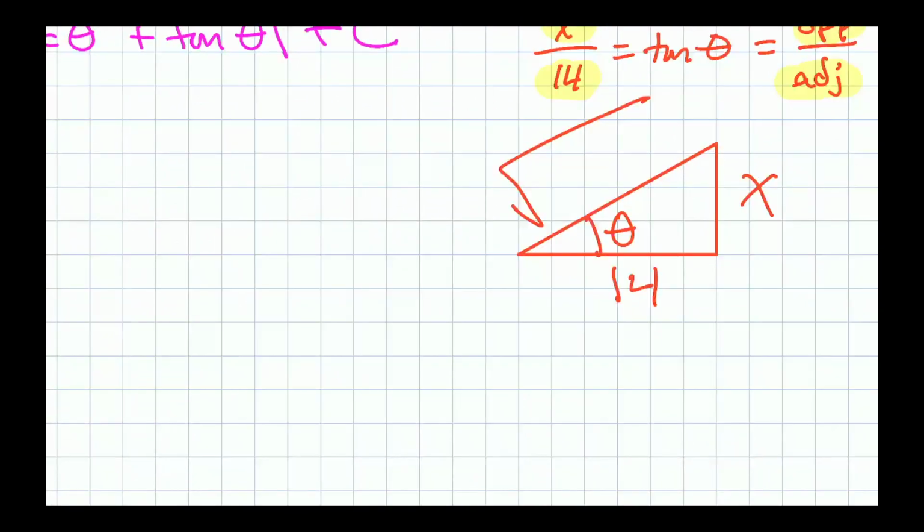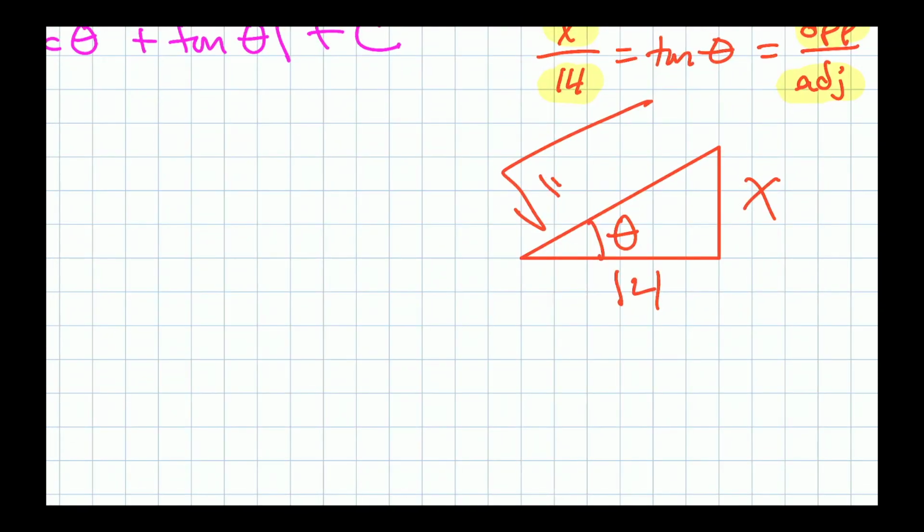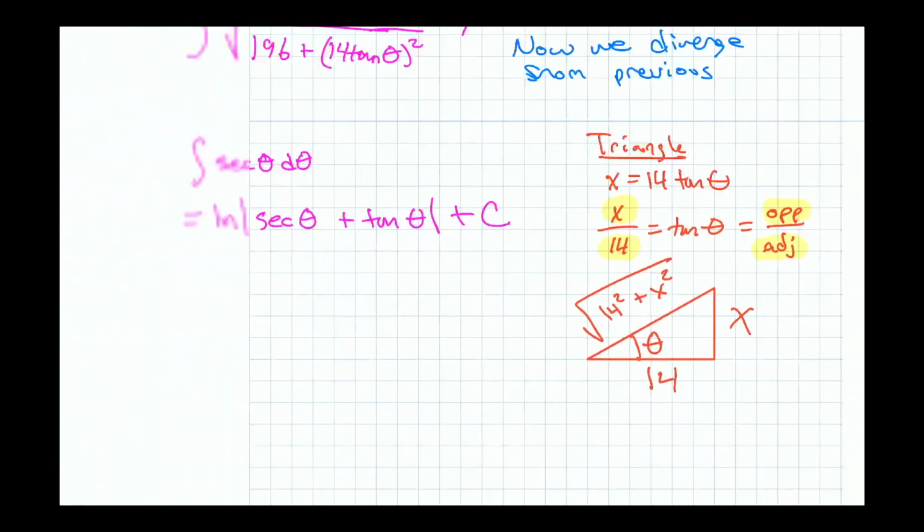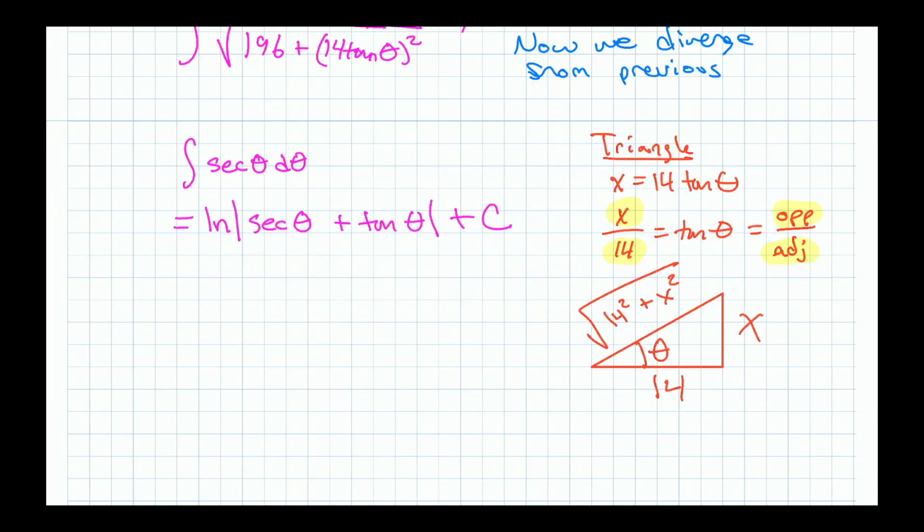So without thinking, I just say, oh, well, what is this? It's 14 squared plus x squared. So if it's the hypotenuse, you put a plus, and if it's one of the others, you use a minus. So again, I'm not thinking too hard about that. So there it is. We know that 14 squared is 196 now too, so keep that in mind.